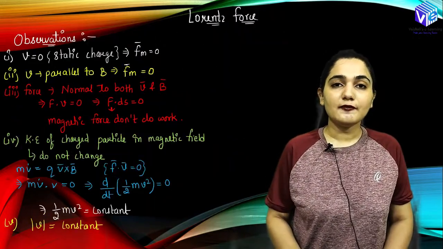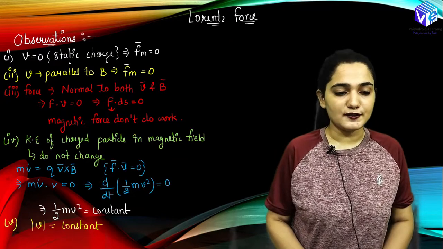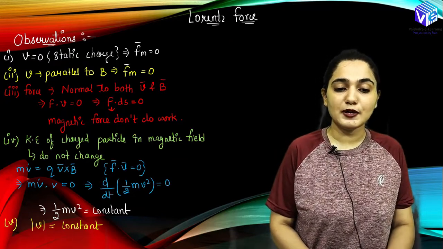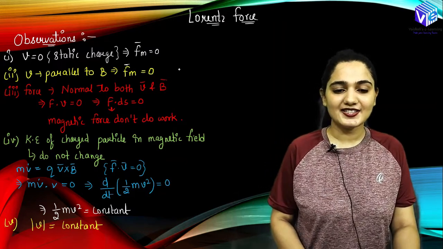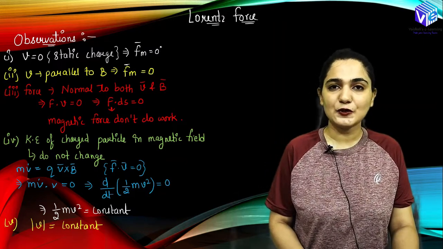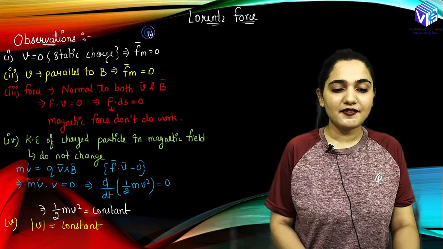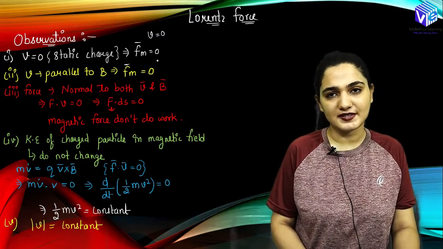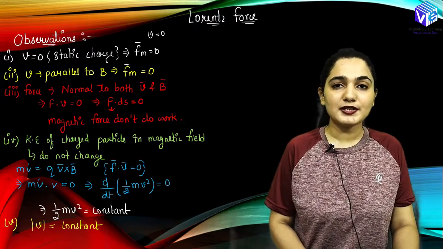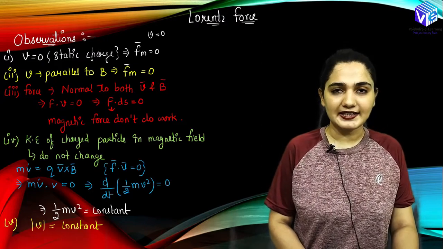Now coming to the various observations from the Lorentz force. First, if V is equal to 0. So when the velocity is 0, the charge is stationary. We all know force is Q V cross B. And if V is equal to 0, V cross B would be 0, so force would be 0. Right? So the magnetostatic force would be 0 for the static charge.